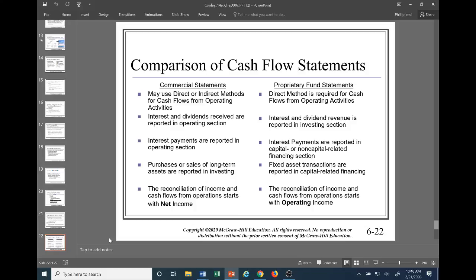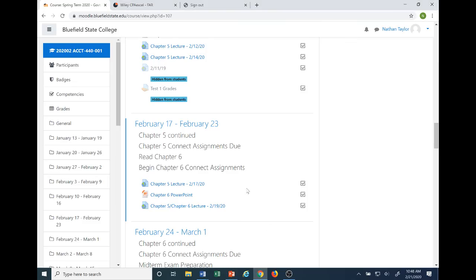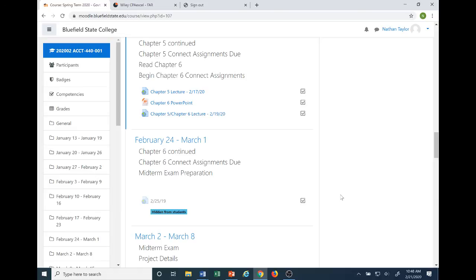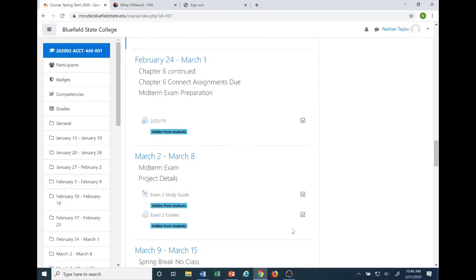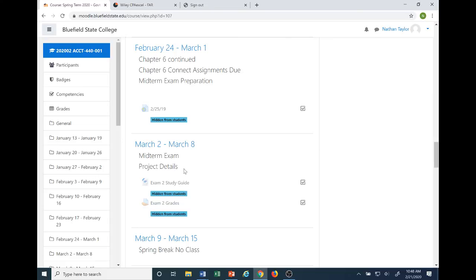Well, just remember, let's take a glance here while I still have everyone. We are in the week of the 17th through the 23rd right now. So Chapter 5 Connect assignments will be due Sunday at 11:59 p.m. And we'll continue in Chapter 6 next week. We'll wrap Chapter 6 up next week, and we'll also start preparing for the midterm next week. And obviously the week after that will be the midterm, and we'll get into our project details, which is 10% of our grade.